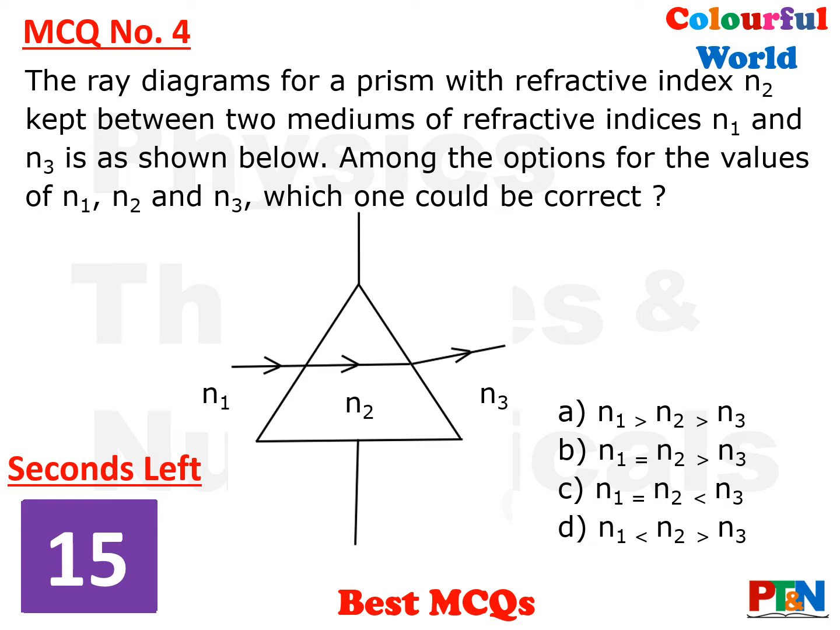Again, the prism's refractive index is N2, and it has been kept between two mediums. The left side is N1, the right side is N3. The ray is traveling as shown. You need to find out the relationship between N1, N2 and N3, the refractive indices. 15 seconds time for you to think. Your time starts now.